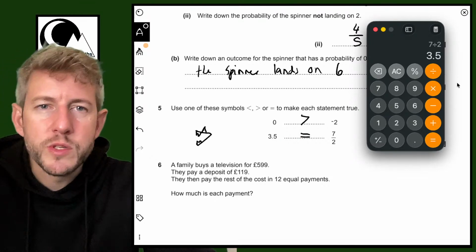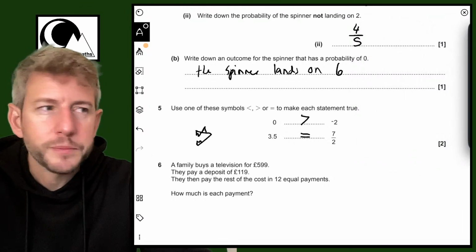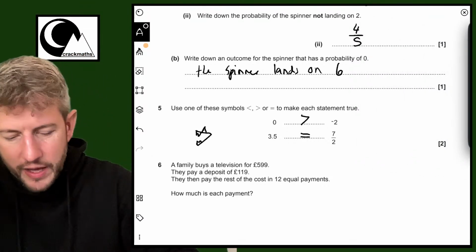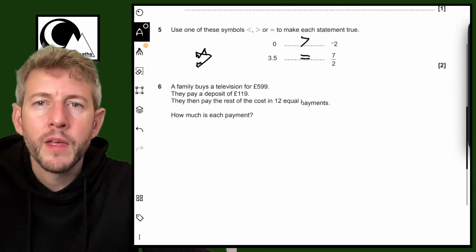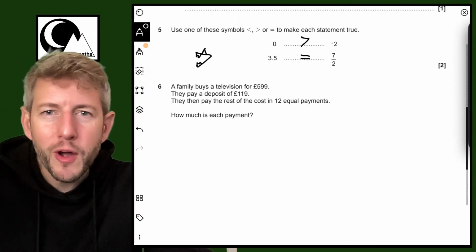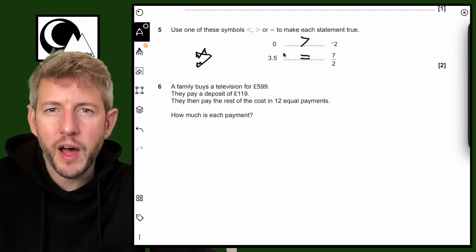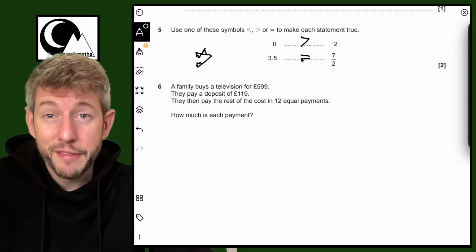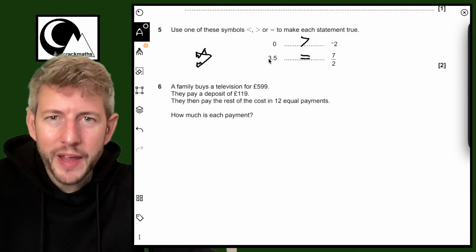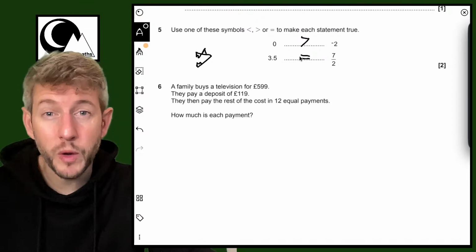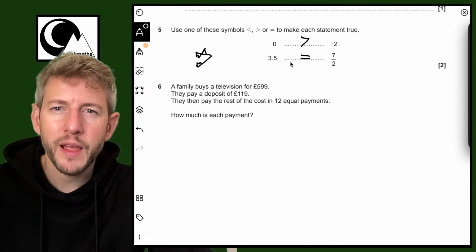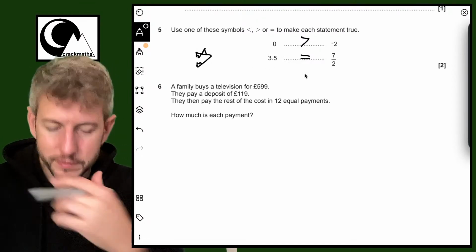They are both equal, so I'll put the equals sign there. Okay, right, let's have a look at question 6. Question 6 says, a family buys a television for £599. They pay a deposit of £119. Then they pay the rest of the cost in 12 equal payments. How much is each payment?